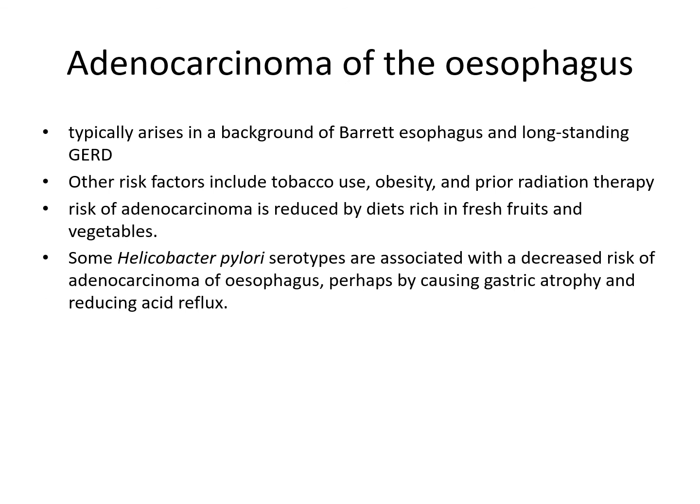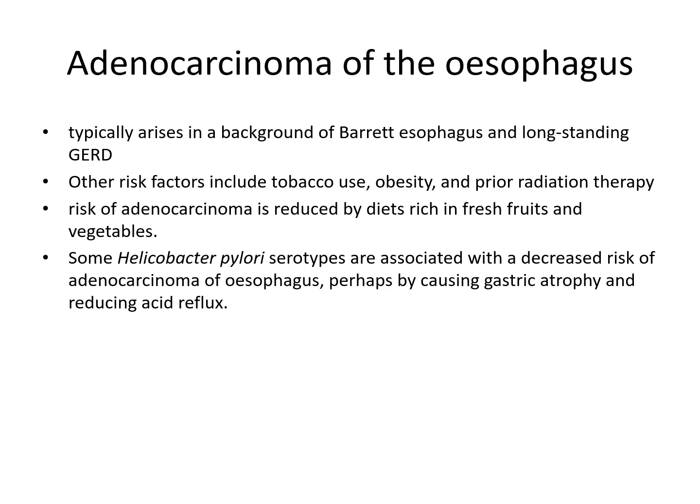Another cancer of the esophagus is adenocarcinoma, which is usually seen in the background of Barrett's esophagus and long-standing reflux disease. Other risk factors include tobacco use, obesity, and radiation therapy. The risk for adenocarcinoma is reduced by eating diets rich in fruits and vegetables. Helicobacter pylori infection can also decrease the risk for adenocarcinoma of the esophagus by causing atrophy and reducing the acid reflux.